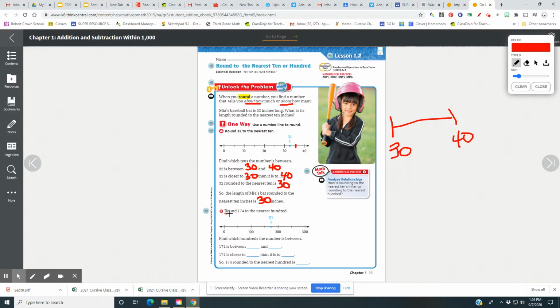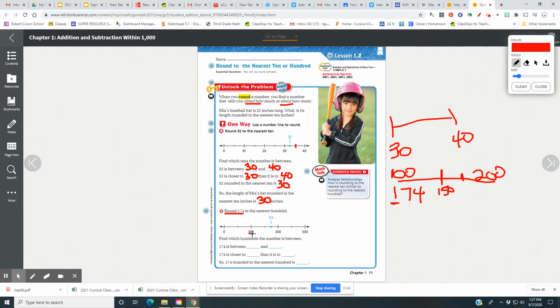Now it's asking to round 174 to the nearest 100. Well, 174, I see 174 and I see a 1 here. So I know that it is in between the 100 and 200. And if I go right in between 100 and 200, I get 150. So 174 is going to be right about there.